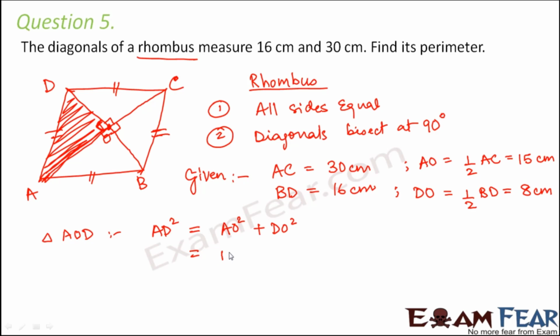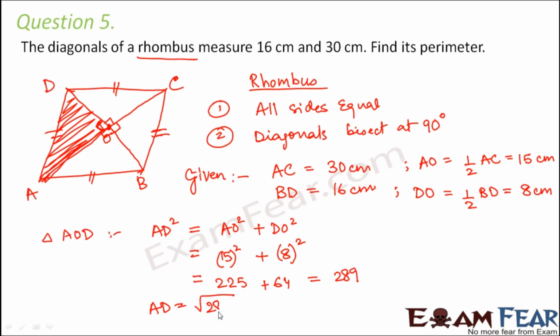So AO can be written as 15 square. Similarly, DO can be written as 8 square. So 15 square would be 225. 8 square would be 64. So this would be 289. Therefore, the value of AD will be equal to root over 289, which is equal to 17 centimeters. Therefore, we found out one side of the rhombus, which is 17 centimeters.